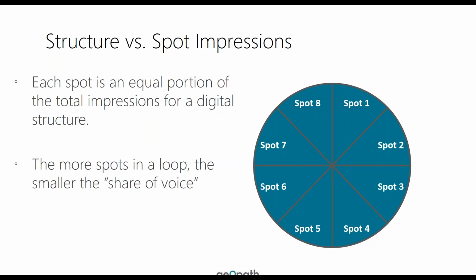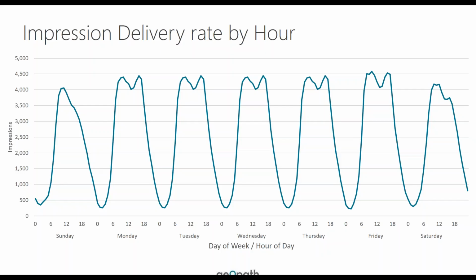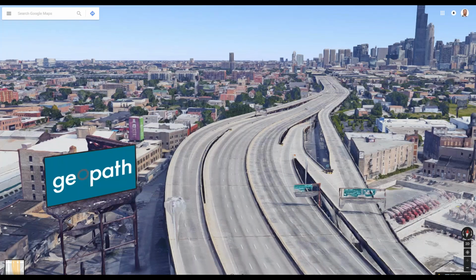So if you had 10 ads in a loop, you would have 1/10 of the structure impressions for each one of those spots. For this example, we're going to have 8 spots in a loop. We're going to use an example from the hourly impression online tool, and this is for a billboard on the Dan Ryan Expressway. This is a digital face, beautiful view of the city, lots of congestion, but no cars in the screenshot. Pretty cool stuff coming from Google Images.